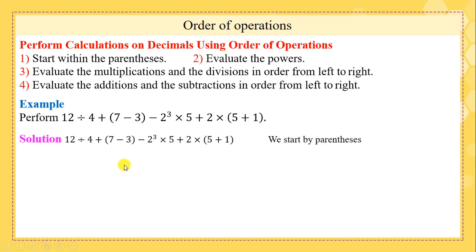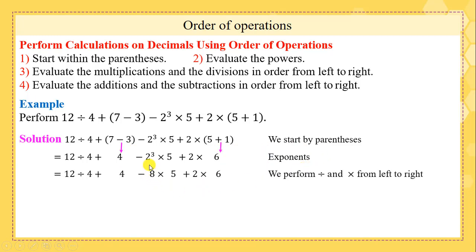Solution. In the first step, we have to solve these parentheses. So 7 - 3 = 4 and 5 + 1 = 6. Then we evaluate exponents or powers. So 2^3 = 8. Then we perform divisions and multiplications from left to right. So 12 ÷ 4 = 3. And -8 × 5 = -40. And 2 × 6 = 12.